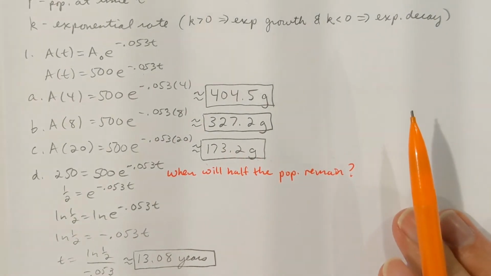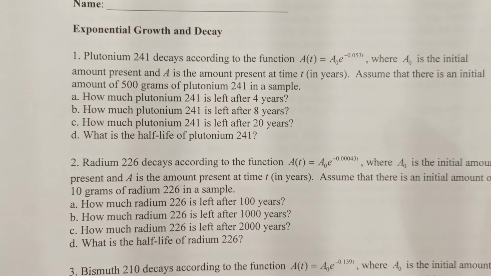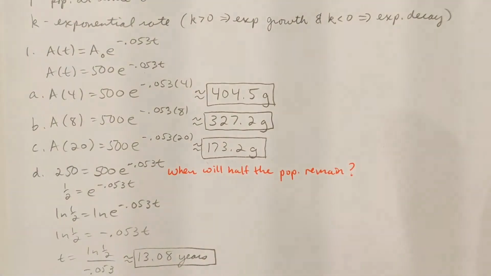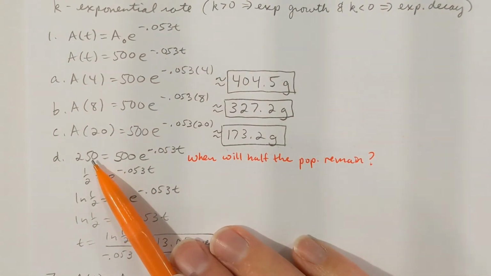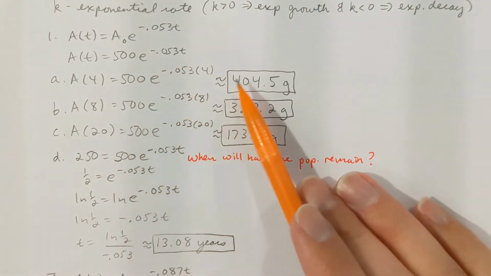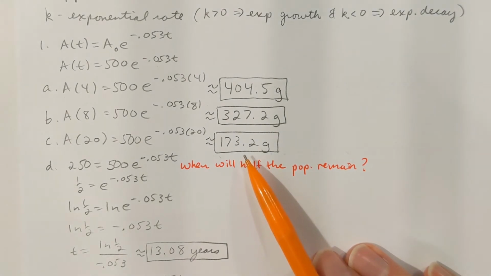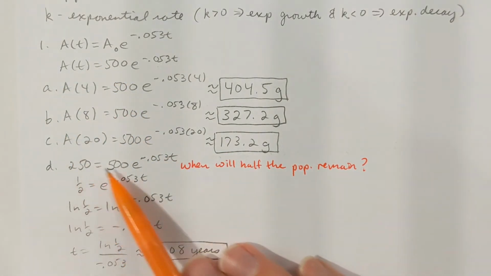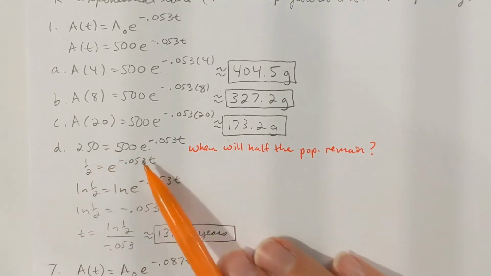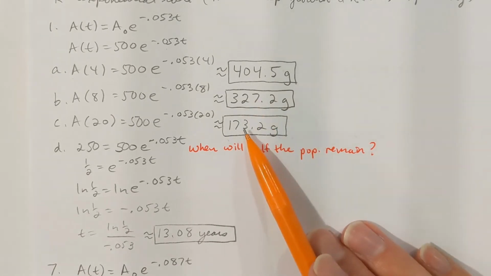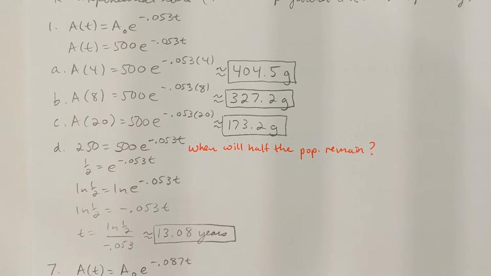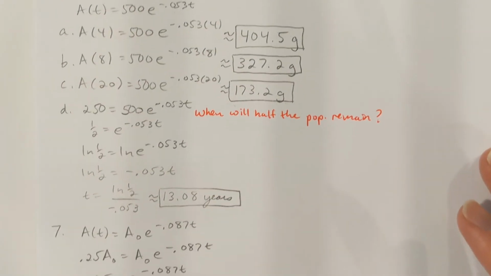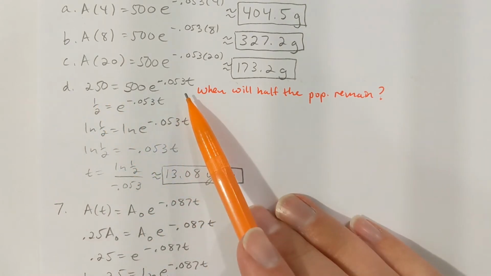Now part D of this says what is the half-life of plutonium-241? What they mean is how long are we going to have to wait until we get down to half of what we started off with. We started off with 500 grams, and you can see how it's decaying over time. How long are we going to have to wait until we get down to 250 grams? A is the amount, so I would simply set the amount equal to 250 and solve for t. Before I solve this equation, notice as an observation that 250 is between 173.2 and 327.2. So I should expect to get a time that is between 8 years and 20 years. I'll check that at the end here, but I've got to solve this equation for t.